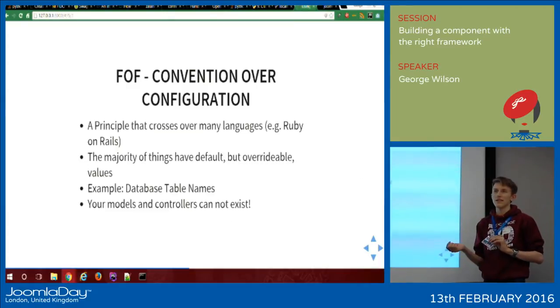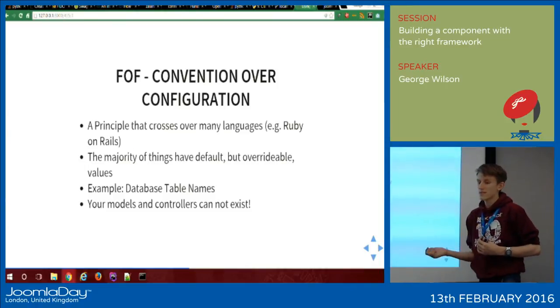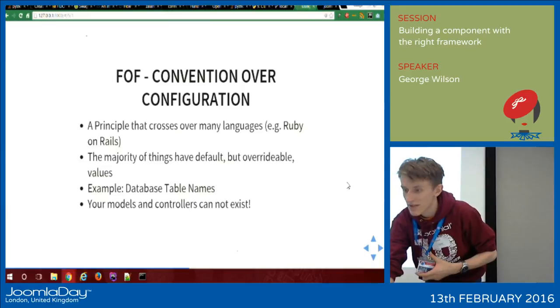A good example of this is table names. In JTable, for those of you who have used it, you'll be aware that you always have to have this JTable file with like three lines in which you specify your table name and its primary key, which can get awfully annoying and frustrating when you have tons of database tables in your component. FOF goes on the principle that if you have a table name, we will assume it's in the format of component name underscore view name, which means you don't have to write this code, which is really useful and time saving. But of course, it's overridable, which means if you want to do legacy support, you can.